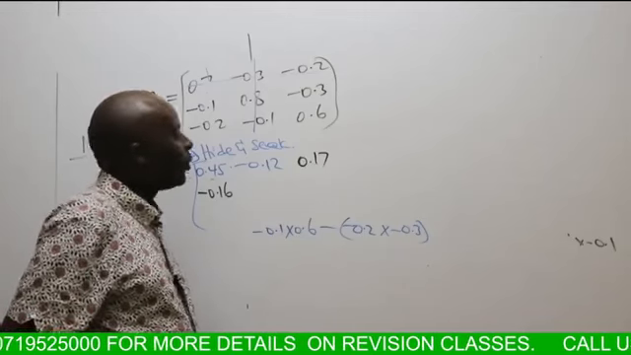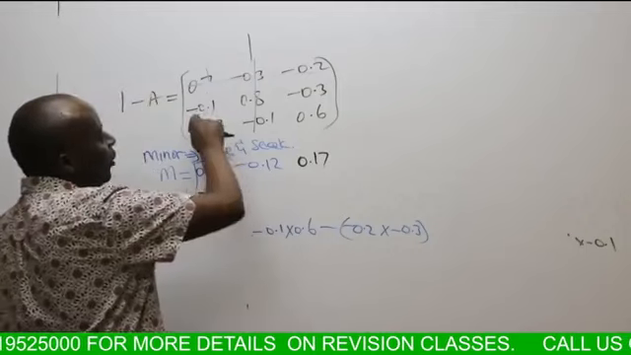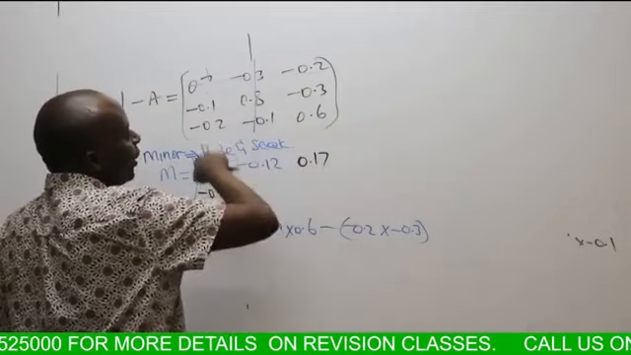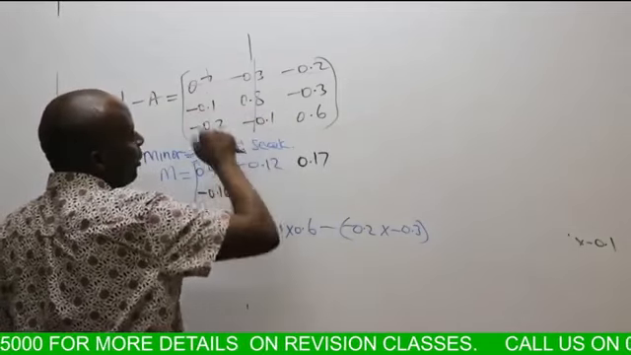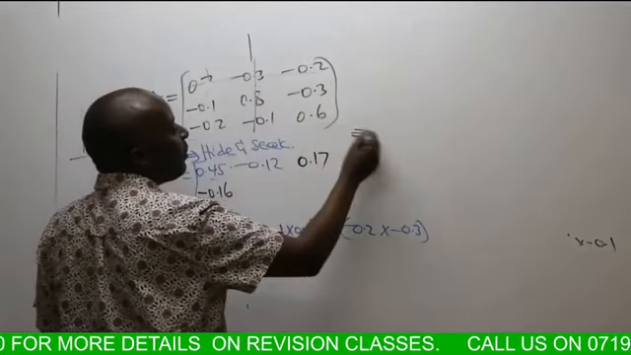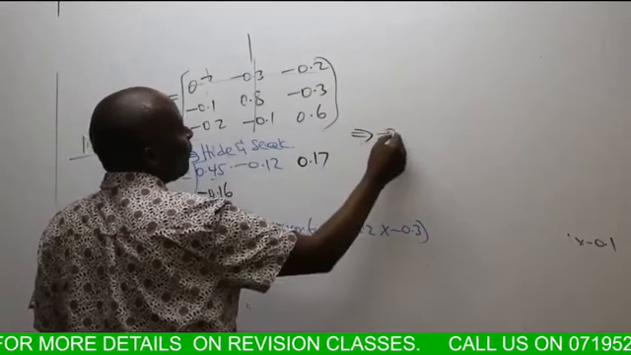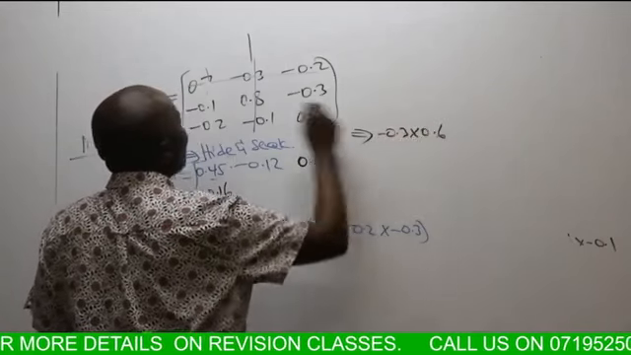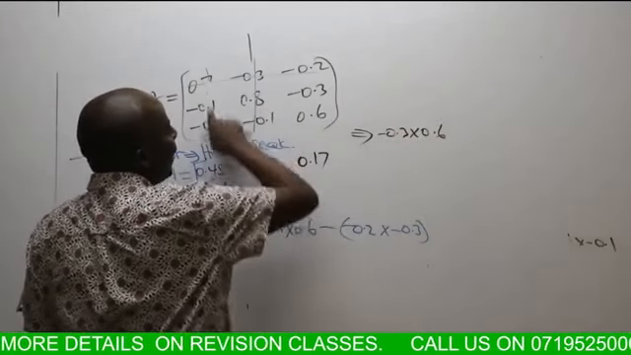Minus 0.2. So this number, I'll hide it that way. When I hide it this way and this way, I'm able to picture out and tell you straight away that the primary diagonal will be minus 0.3 and 0.6, because I've hidden this and that.